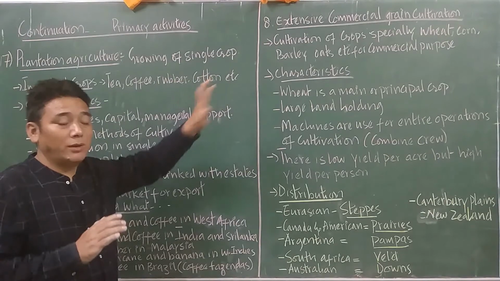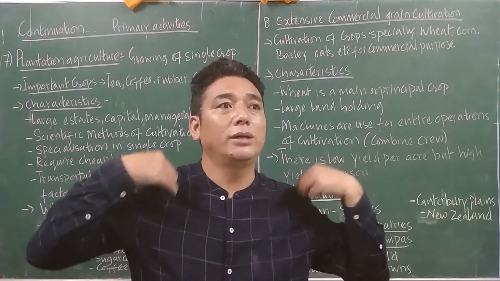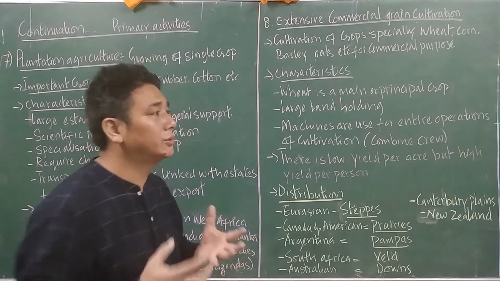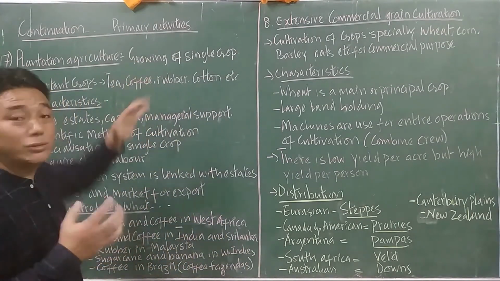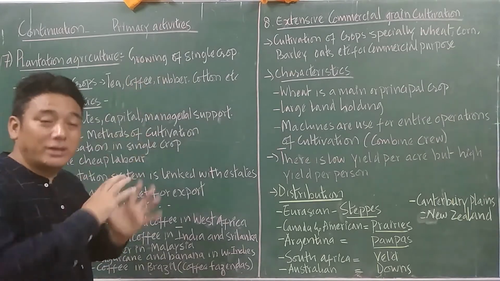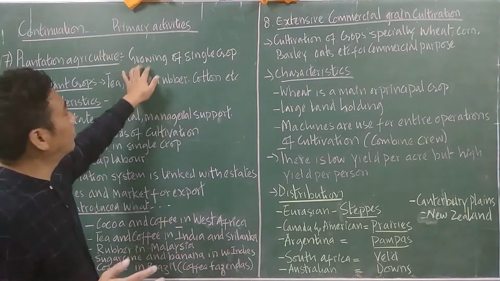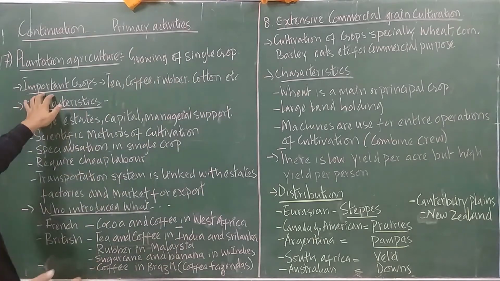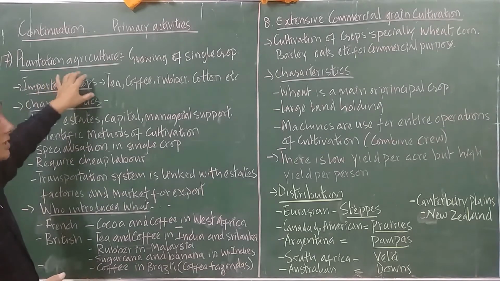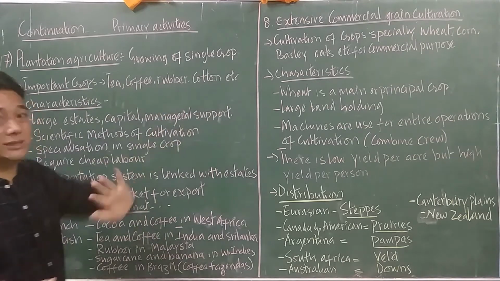Single crop, for example tea, coffee, rubber, and coconut. All those are plants growing in a large area. So this is the growing of single crops. The important plantation crops are tea, coffee, rubber, cotton, etc.